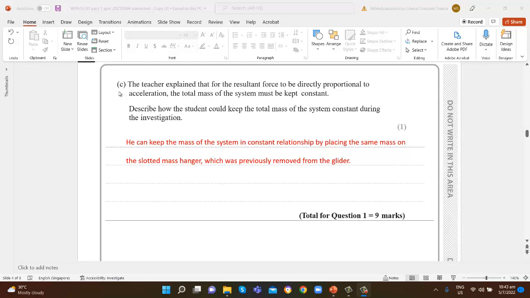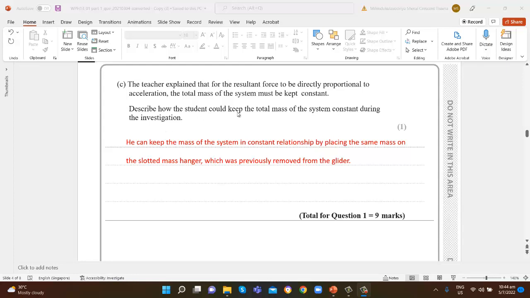So what does his teacher say? Now part C, the teacher explained why. The teacher is explaining the resultant force to be directly proportional, and the teacher is giving another good hint: the total mass of the system must be kept constant. So how should the student keep the total mass of the system constant during the investigation?